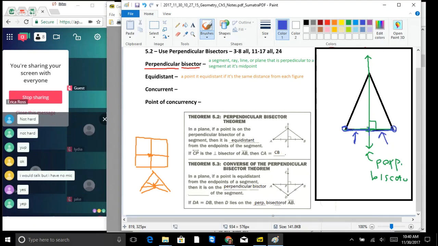And then the opposite is true too. So 5.3 says, basically, in a plane, if a point is equidistant from the endpoints of a segment. So basically 5.3 is saying start with the purple one, right? So you know that this point is equidistant from the endpoints. Then it is on the perpendicular bisector. So if purple's true, then green is true. So 5.2 says if green is true, purple's true. And 5.3 says if purple's true, green is true.